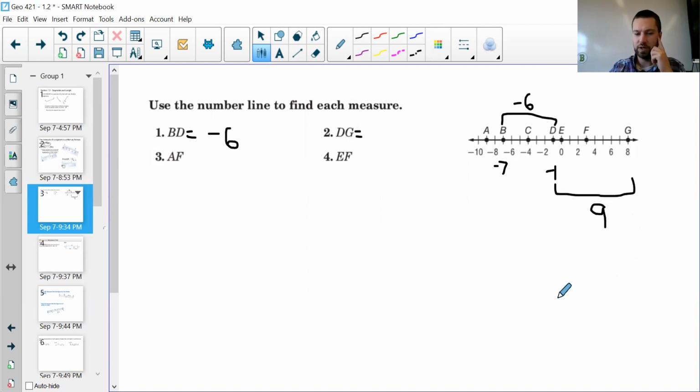9 distance. Another way you could have done that was to do 8 minus -1. So 8 plus 1 also gives you 9. So that would also work. So for DG, you should get 9. Okay?